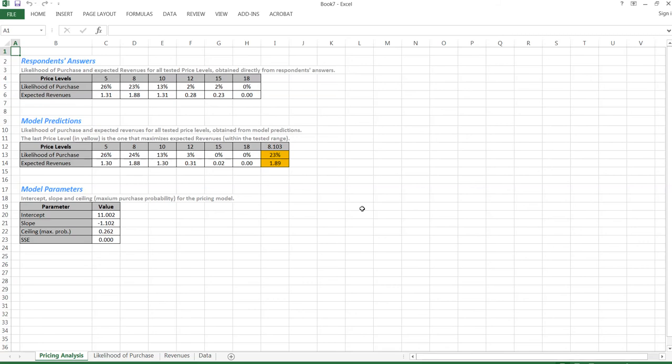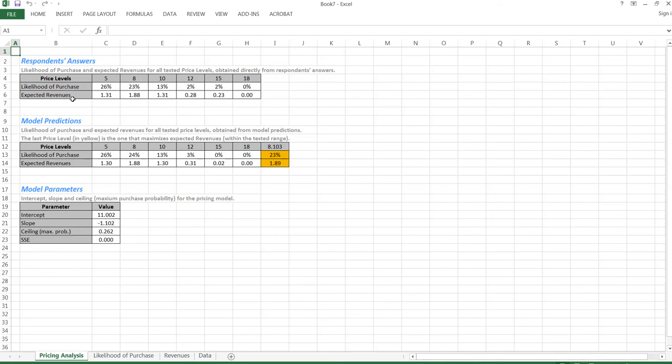And a new workbook pops open with the output. There are 4 tabs. Start with pricing analysis, which is the main output page. You have 3 output zones. Respondents' answers. This is the distribution of answers from the respondents. It is the distribution of the actual data, or the sample distribution.